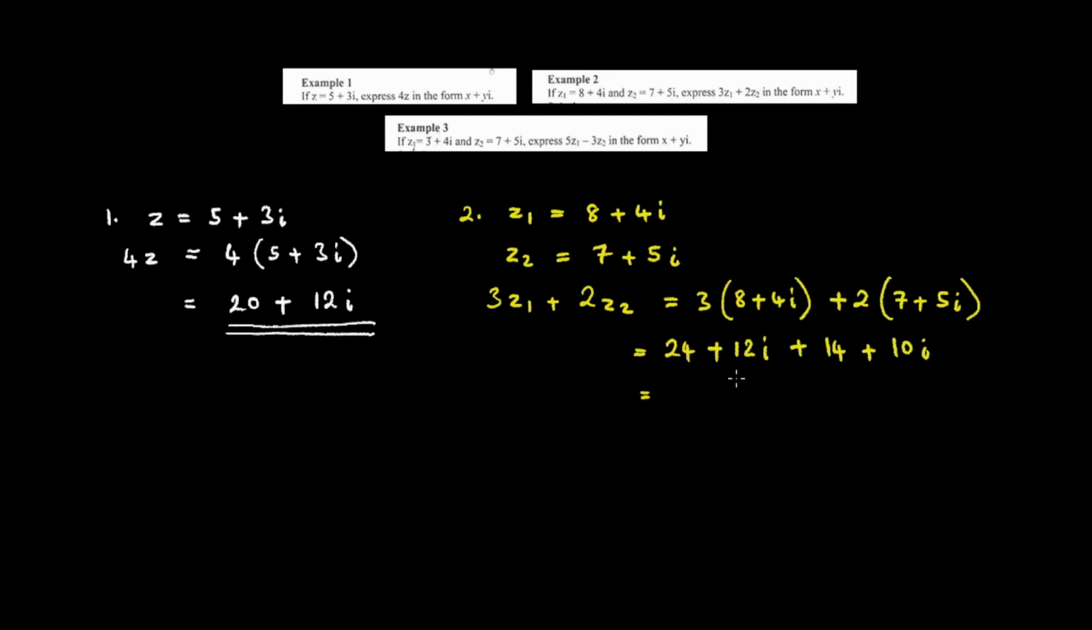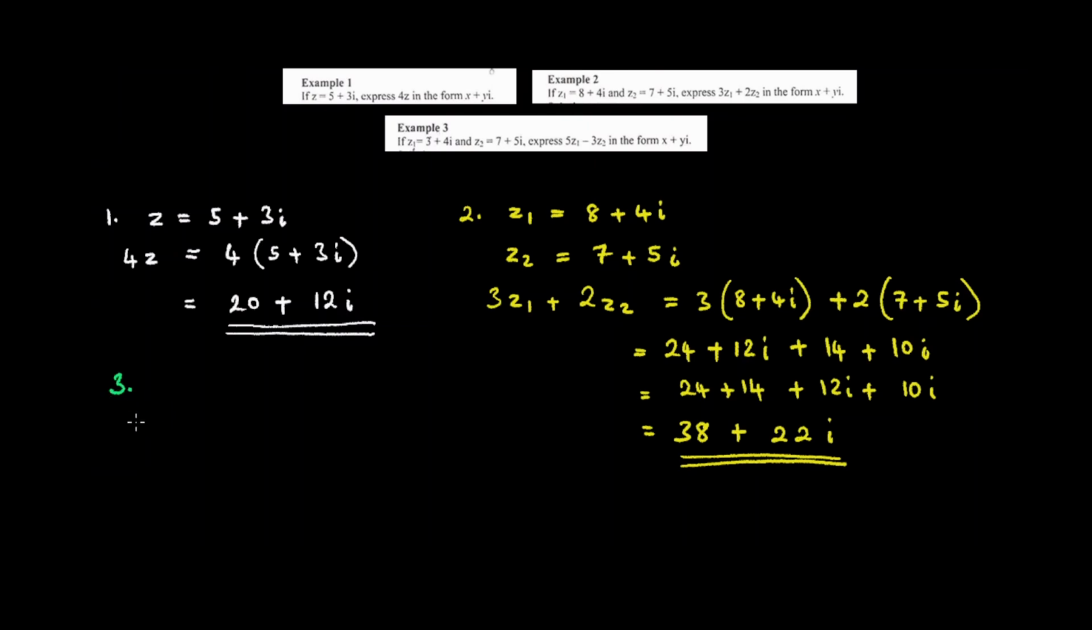Then we collect like terms, of course: 24 plus 14 plus 12i plus 10i. So 24 plus 14: 4 plus 4 is 8, 2 plus 1 is 3, so 38. Then 12 plus 10 is 22i. This is our final answer. So we have finished number 2. Let us now go to number 3.